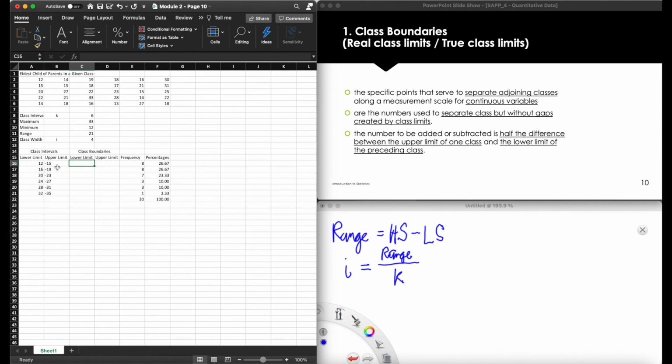1 divided by 2 is 0.5 or 1 half. So meaning for all the lower limits here in the class intervals, we're going to deduct 0.5, and for all the upper limits here in the class intervals, we're going to add 0.5. So 12 becomes 11.5, or maybe we can use some functions to make our lives easier: equal sign, click it here, minus 0.5, and then voila, highlight it going down.